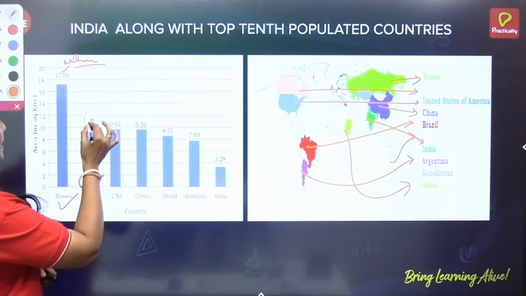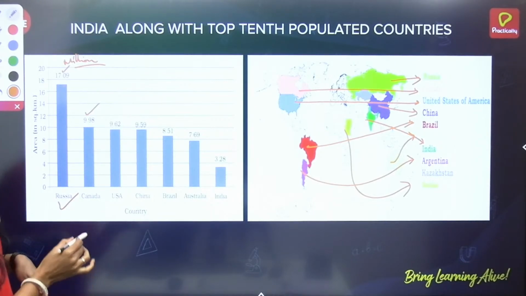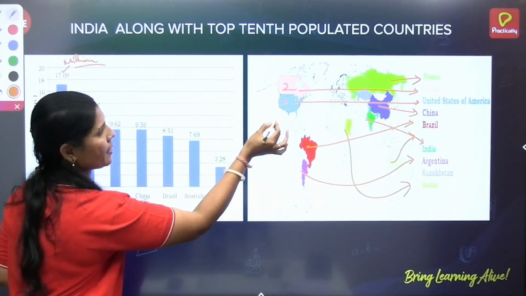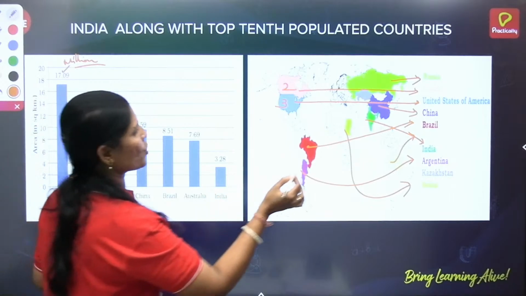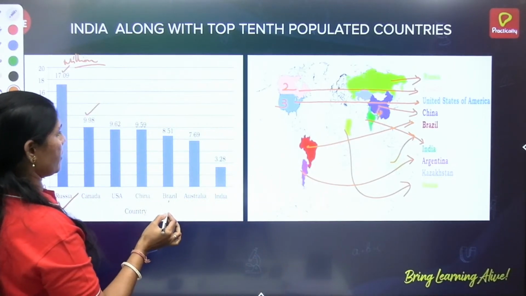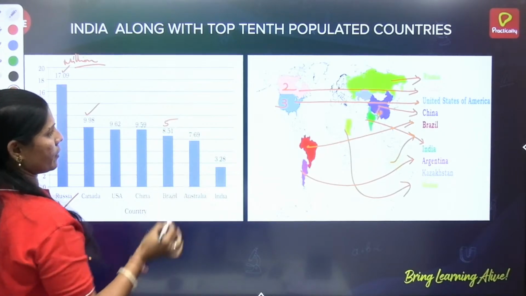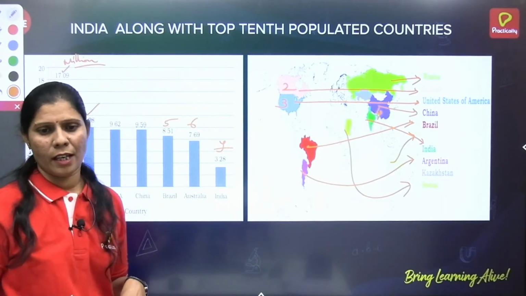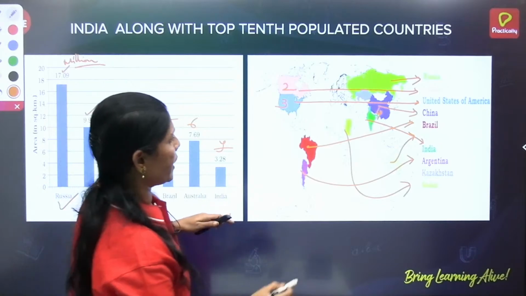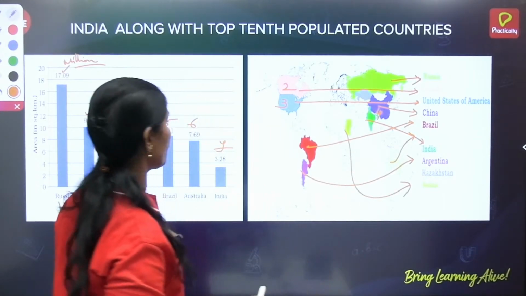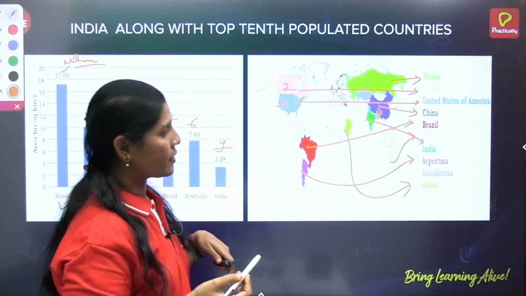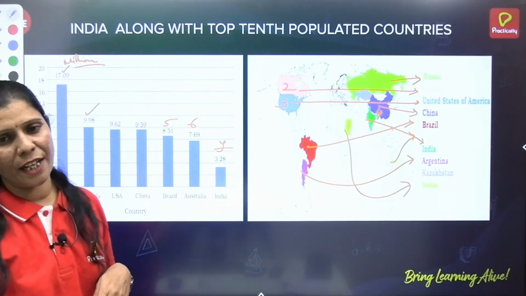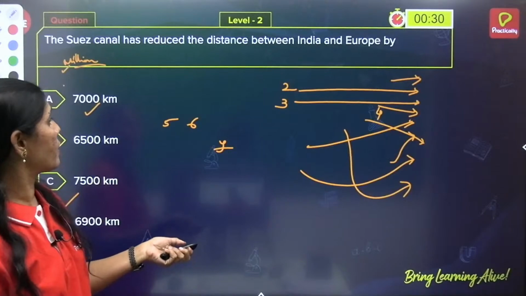Okay, and coming second place Canada, and this one, and third place USA. Next comes China, 4th place, and Brazil 5th, and Australia 6th, and India stands in the population 7th place. After India, you can see there are 3 more countries, that is Argentina, Kazakhstan and Sudan. These 3 countries come next to India in the form of population.